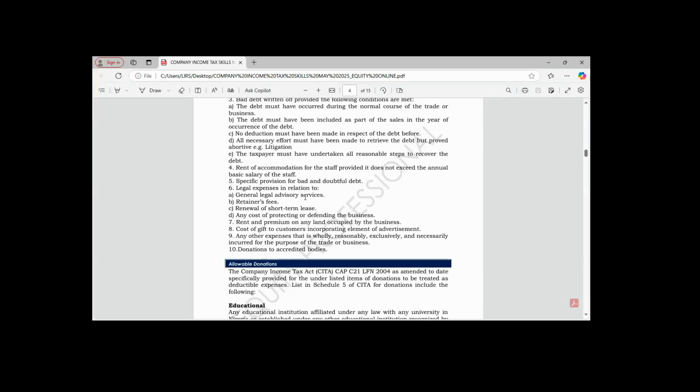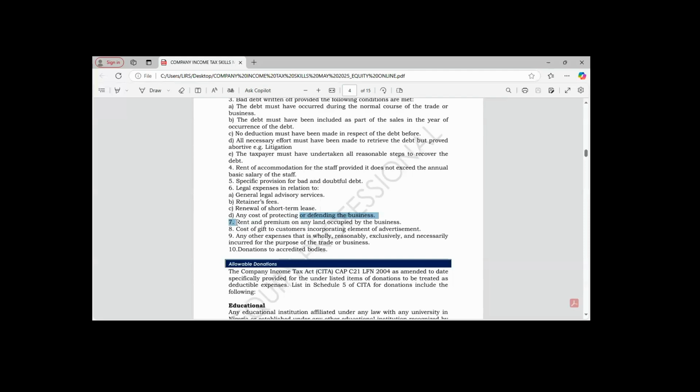Then we also have lease. Under lease, we have short and long-term lease. For lease, only renewal of short-term lease is allowable. Any cost of protecting or defending the business is also allowable. I have mentioned rent earlier. Cost of gift to customer incorporating element of advertisement. So you are giving them a branded gift. When you are branding the gift, it is also allowable.